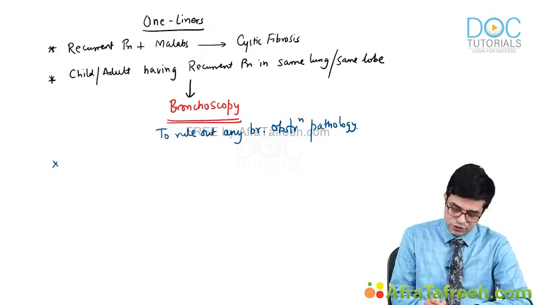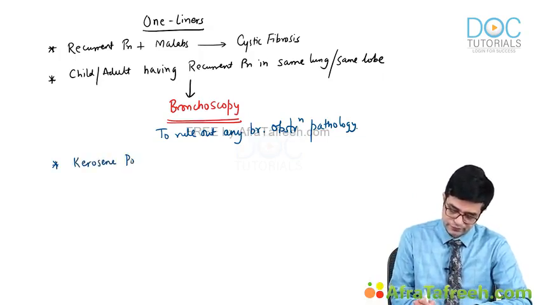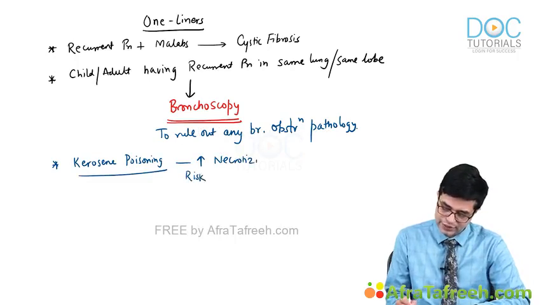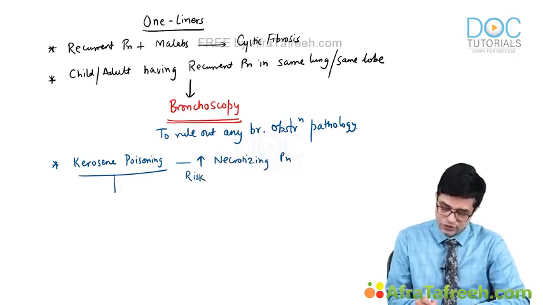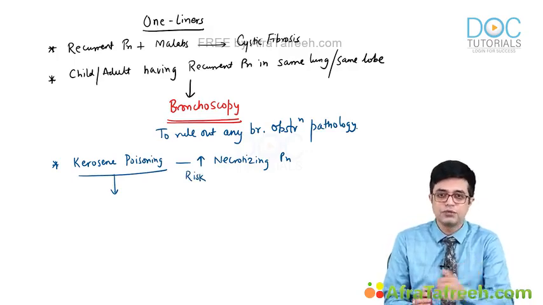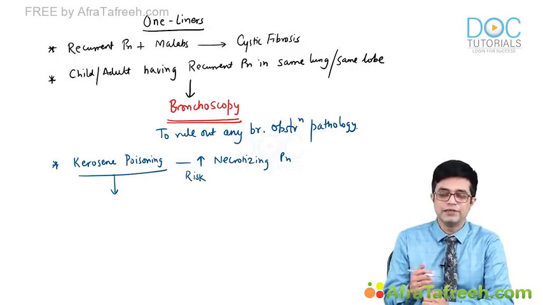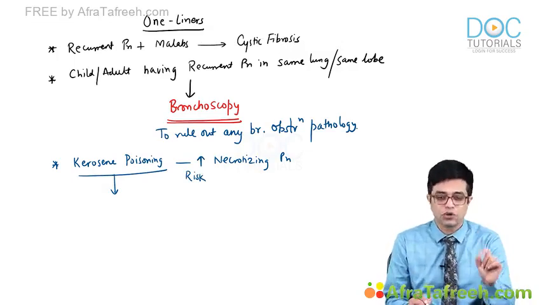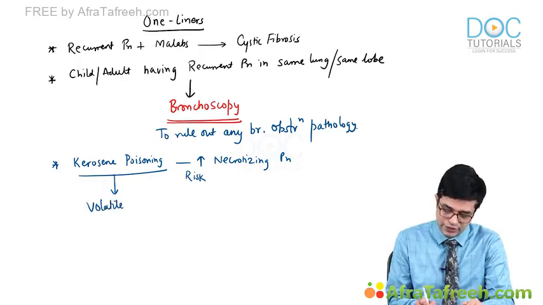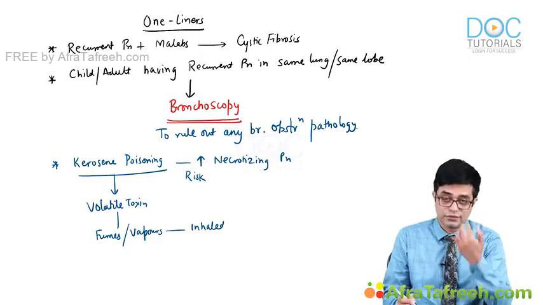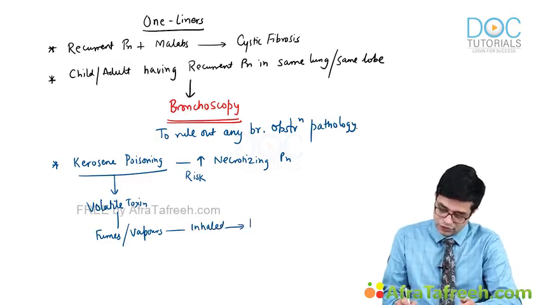And finally, patients who have kerosene poisoning have a high risk of developing necrotizing pneumonia. Kerosene poisoning, also called hydrocarbon or aliphatic hydrocarbon poisoning, is such that even if the child has not aspirated, even if the child has only ingested it, it is a volatile toxin. Kerosene is considered to be a volatile toxin, and the fumes or vapors can be inhaled if the child has taken it in the gut, and that can produce pneumonia in the child.